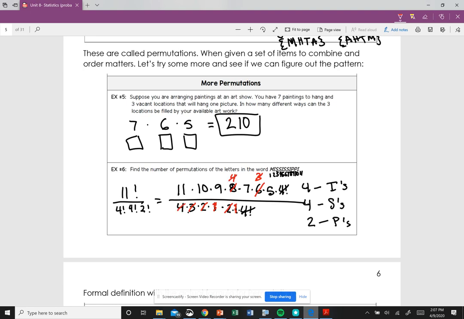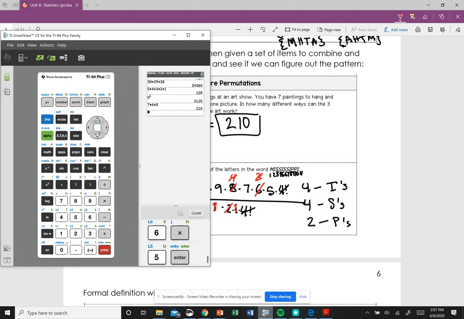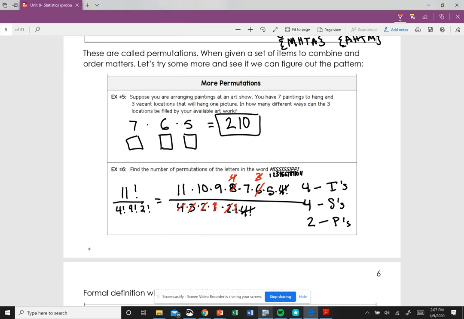All right, so then in my calculator, I'm going to need my calculator to not be in the way over there. Okay, now I'm going to do 11 times 10 times 9, and then we don't do the 8 because we completely canceled that one out, times 7 times 5. And I get 34,650 ways. There's 34,650 ways to write those numbers in a unique pattern that gives you a different word.